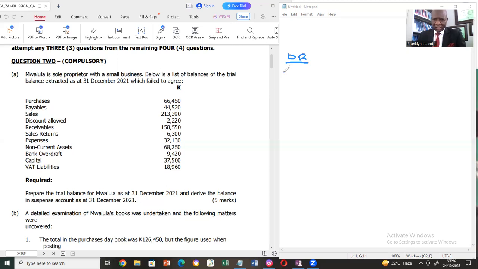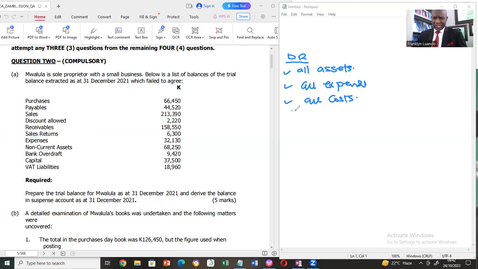So we are looking at all assets, then all expenses, and then we have all costs. So when you're preparing the trial balance, ensure that all assets, both current assets, non-current assets, all expenses, all costs are debited in the trial balance.